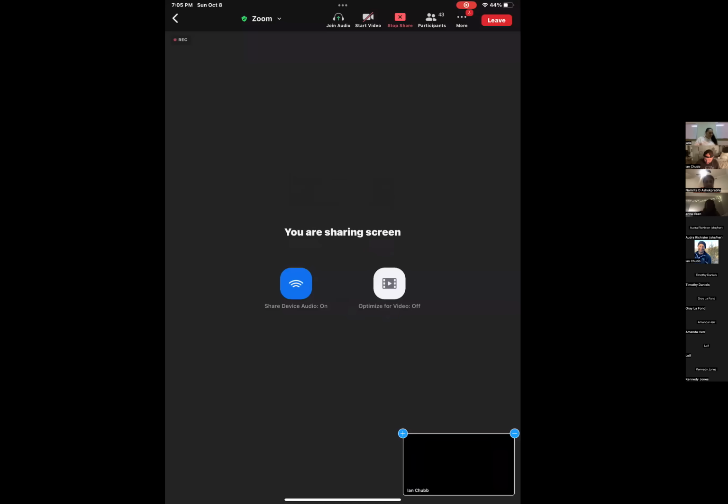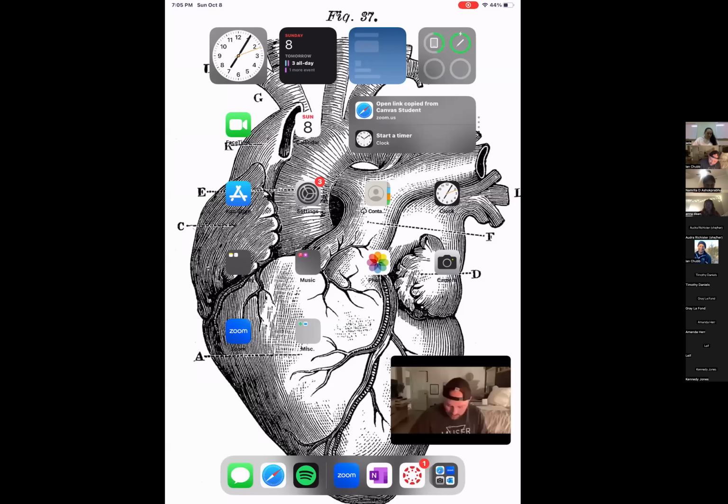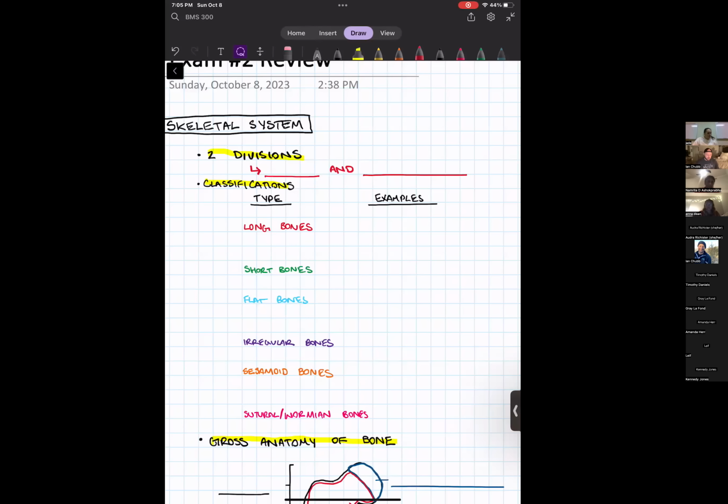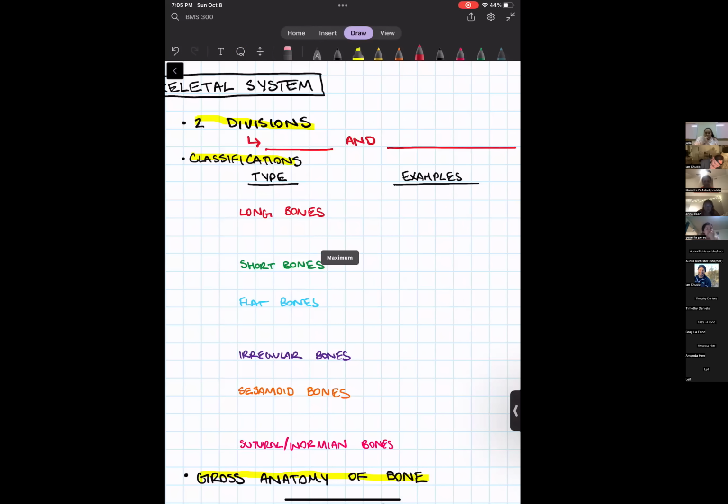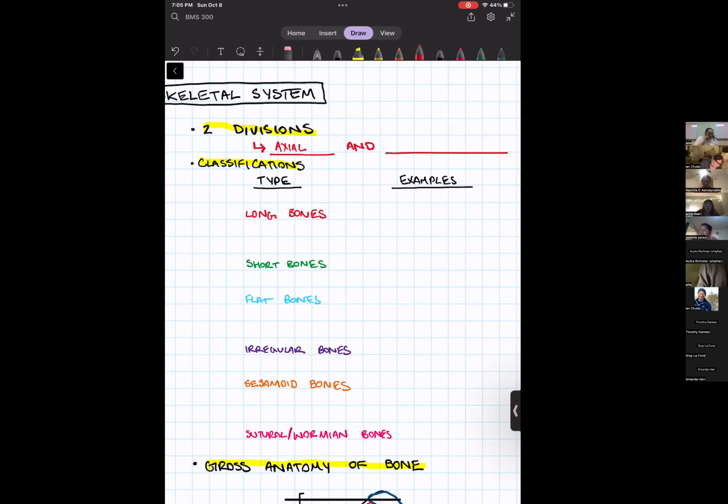All right, so we're going to start with obviously bone. And then kind of just want to break down through the two divisions of bone. So we have two major divisions. What are the two divisions that we break the skeletal system into? Axial and appendicular. Perfect.